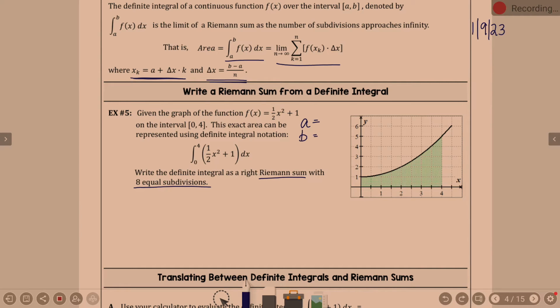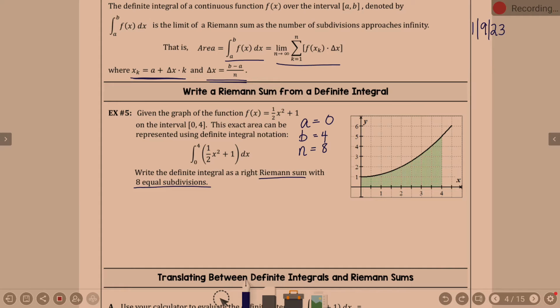Now, let's get some information squared away. What are a and b? What's a? A is 0, and b is 4. Those are always your limits on your integral. A is the lower limit, b is the upper limit. What's n? Eight, because n is the number of equal subdivisions, yes?